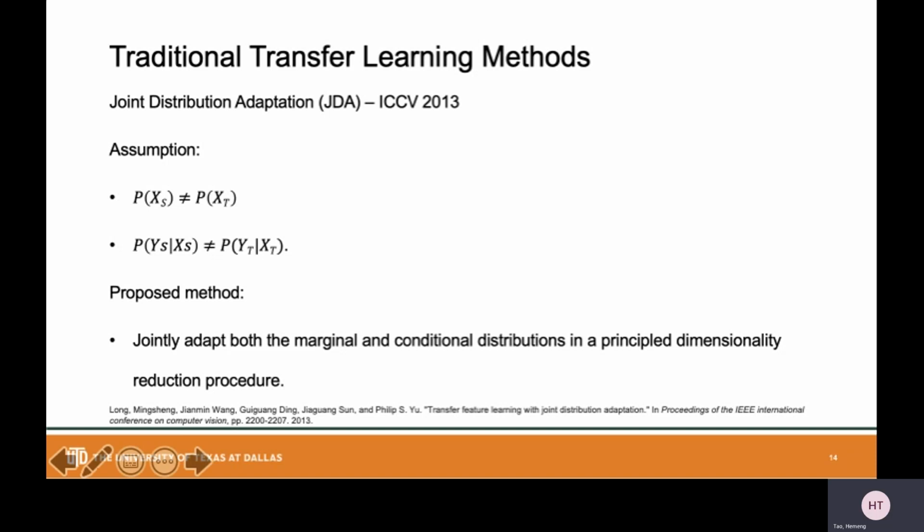So first, as we mentioned, the 4 conditions. This paper has 2 condition assumptions. First, they have different marginal distributions, and then the 2 domains have different conditional probabilities. So they propose a method to jointly adapt both the marginal and conditional distributions in a principled dimensionality reduction procedure.